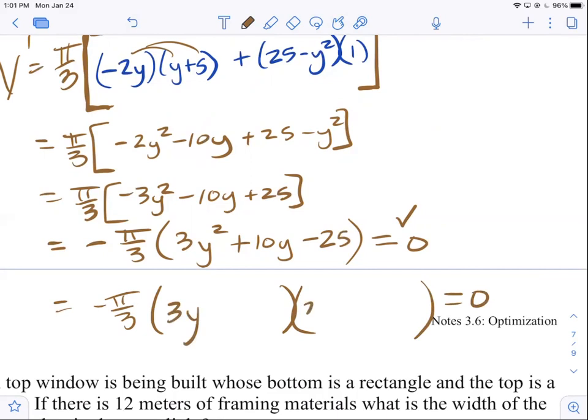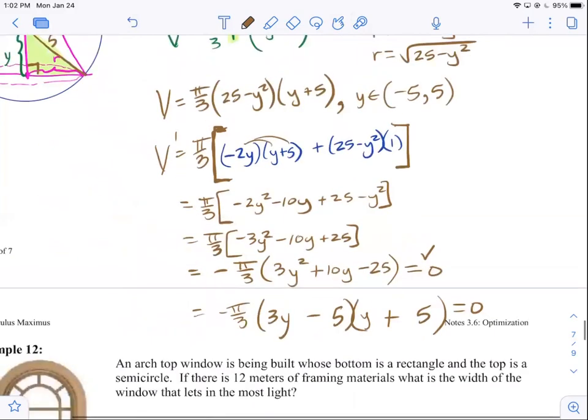I know 3 is prime, so if it's going to factor, it's going to be a 3y and a 1y. And then 25 is not prime, but it's either a 25 and a 1, which is going to make the sum and difference combinations too big. So maybe it's 5 and 5. Will that work? Positive 15 on the outside, negative 5 on the inside. Does that work? Negative 25, and then 15 minus 5 is 10. Yeah, it does work.